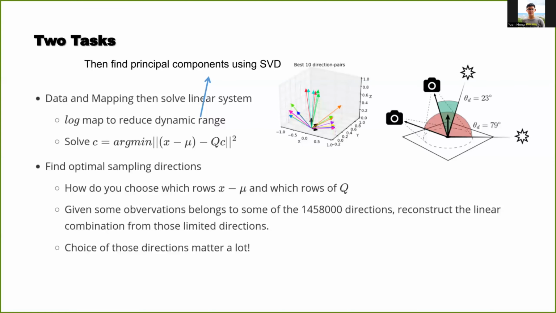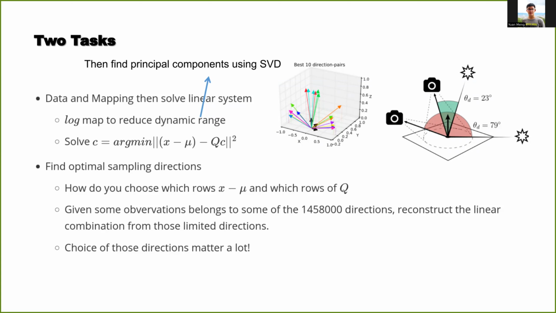To achieve this, we basically have two tasks. The first one is to process data and find a good space to do the reconstruction process. Then we will find the principal components using SVD, and once we have the principal components, we will solve a linear least squares problem to find the best C. The second task is to find the optimal sampling directions.